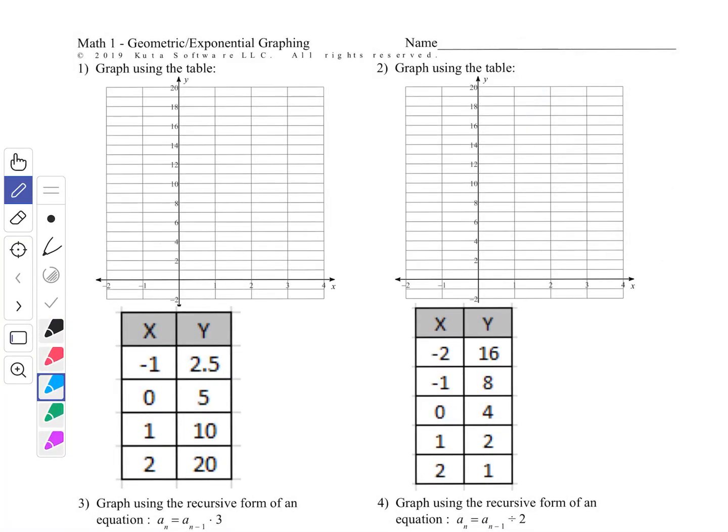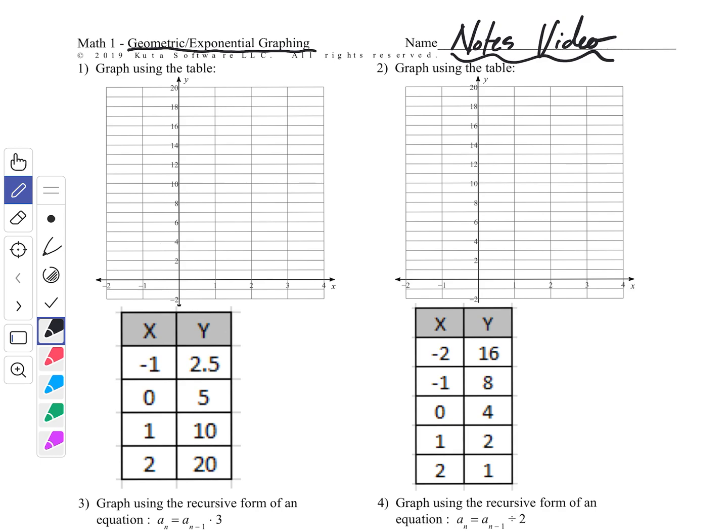Alright guys, so we are taking a look at this homework video for geometric and exponential graphing. We're just basically going over the problems, not really doing a ton of explaining. If you need more help, not sure what to do, go check out the notes video on this same topic and you'll be able to get a lot more information. I'd suggest watching that one first, doing your homework, and kind of using this to check your work.